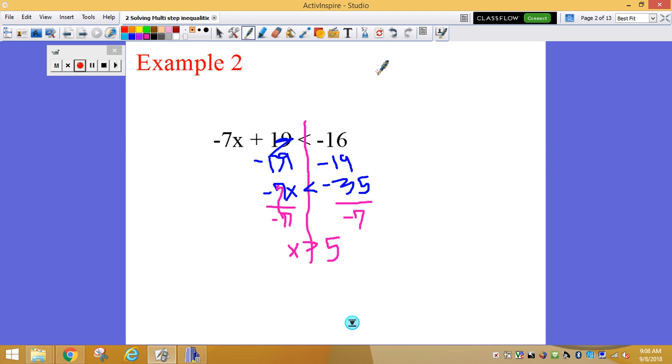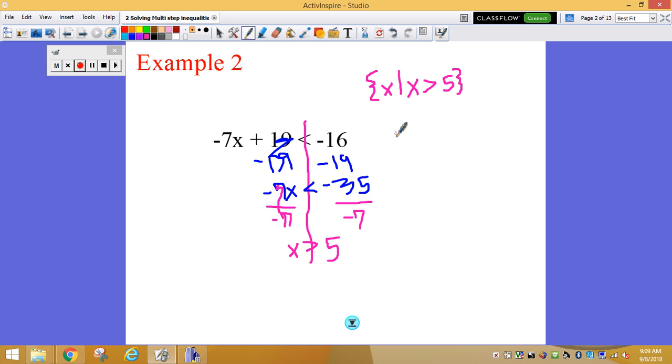So again, let's do set builder notation. Do a bracket. The letter we're using this time is an X. So it's an X and a line. And then write your answer. So my answer is X is greater than 5. And then close your bracket. So that's set builder notation.